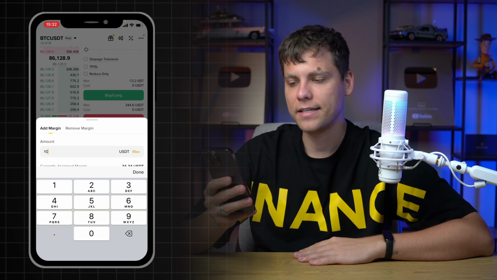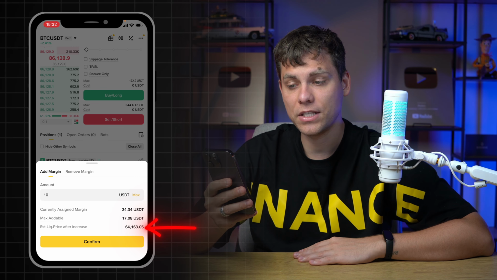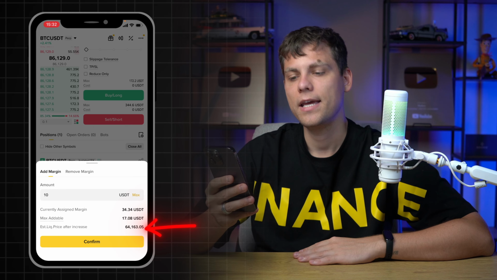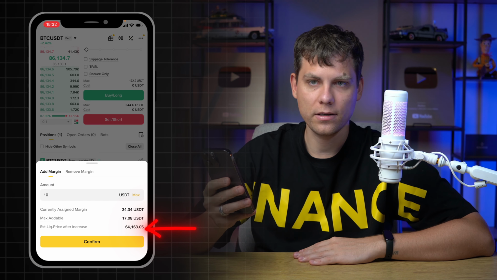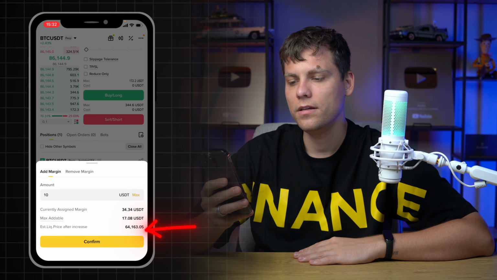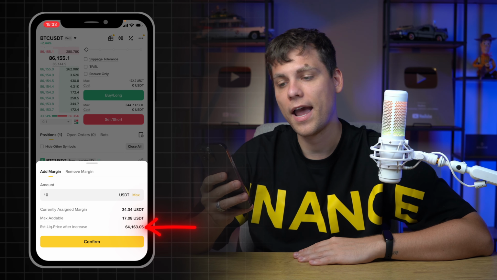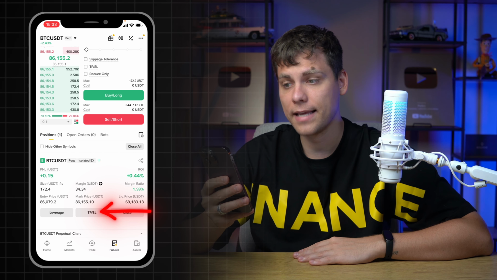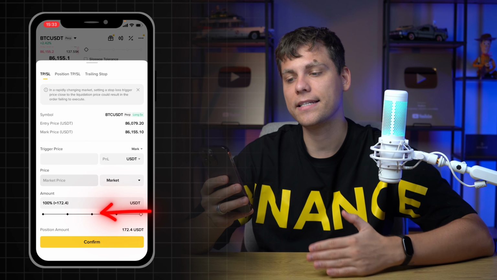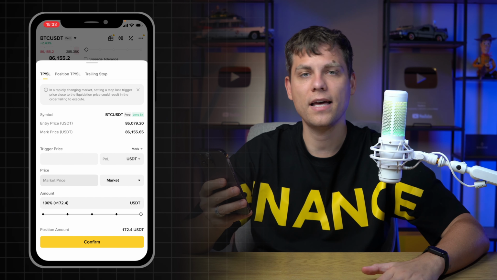For example, I can add $10 into my trade, and as you can see, my liquidation was at $69,000 and now it's at $64,000 if I press confirm. This is made to further secure or hedge your trade. Also, below this, you have TPSL, meaning you can directly add a take profit or stop loss inside the trade.